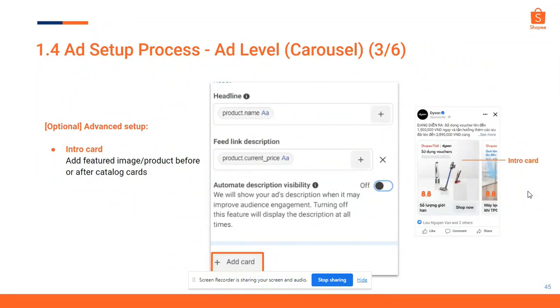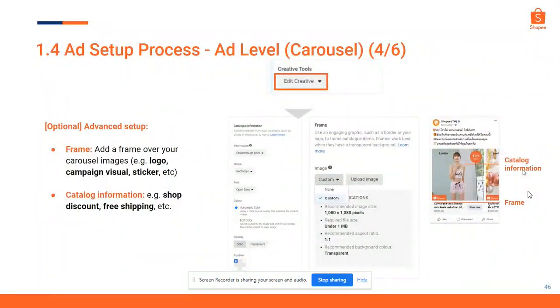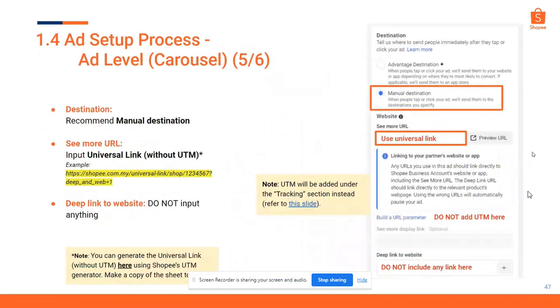Next, this is the advanced setup. It's optional if you want. You can add an intro card. Intro card means you add a product feature before the catalogs. This is also advanced setup. If you want to level up your image, you can customize your pixel, the ratio, and additional catalog information. If you want to show an additional promotional item, let's say free shipping. But usually if you are under Shopee, you do not have to mention free shipping because Shopee already has free shipping. You put in some additional promotional item.